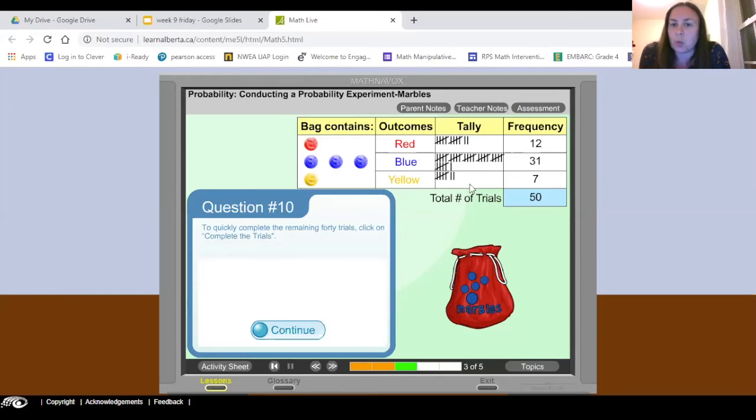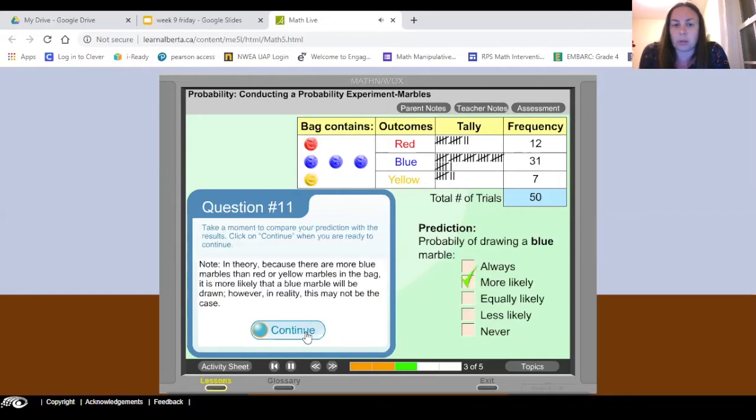So let's look. When we only had 10, red had the most, but now that we've done 40 more trials, now we have a total of 50, we were able to see that blue really was drawn the most times, and then red, and then yellow. So red and yellow weren't exactly equal, but blue definitely was drawn more than the others. Take a moment to compare your prediction with the results. Click on Continue when you're ready to continue.